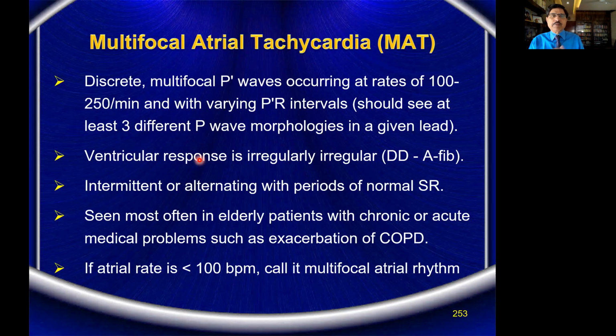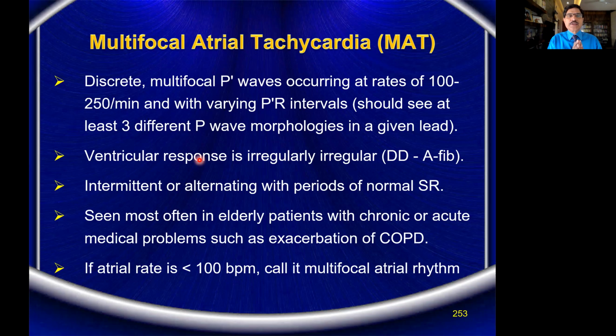So varying PR intervals, rate between 100 to 250, discrete multifocal P waves with at least three morphologies should be there, and the ventricular response is highly irregular because we never know when the atria are firing. If the AV node is refractory, the beat is not conducted. If it is receptive, it is conducted. So what will happen? Just like in atrial fibrillation.